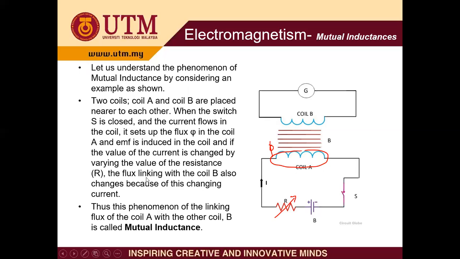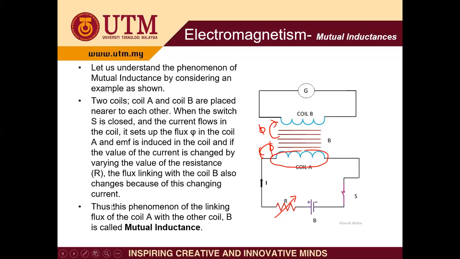the flux that links with coil B also changes because of this change of current, right? Because we know that current is proportional to the flux. So if there is a change of current, there will be a change of flux, and the flux that links coil A to coil B will also change. So this effect will also cause a change in the EMF induced in coil B.